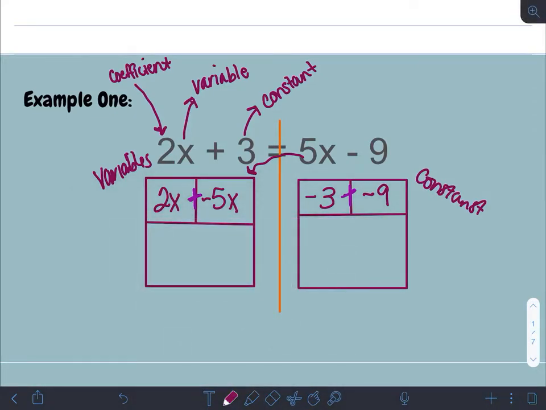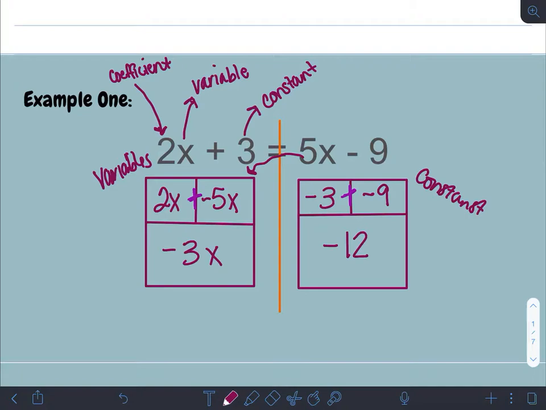So the 2x plus a negative 5x is going to give me a negative 3x. Negative 3 plus negative 9 gives me a negative 12. So now I have a simple 6th grade equation to solve. I have to get my x by itself. I have to isolate my x.